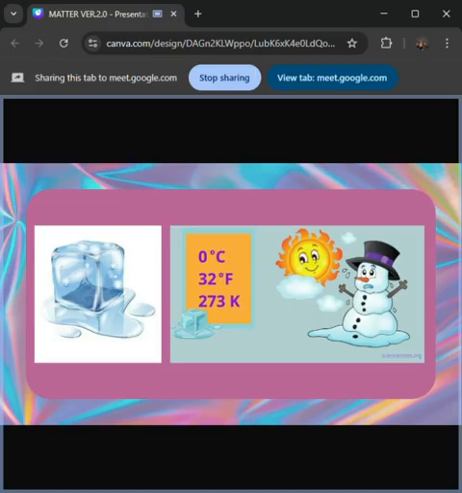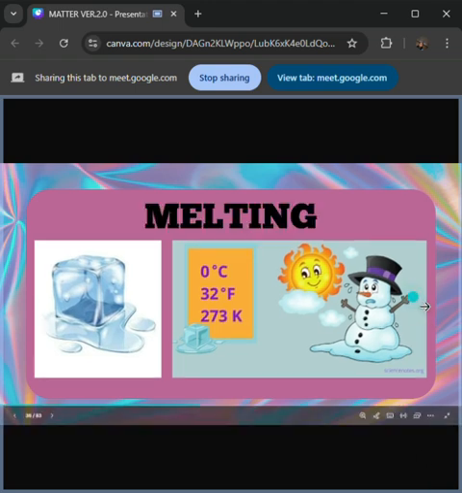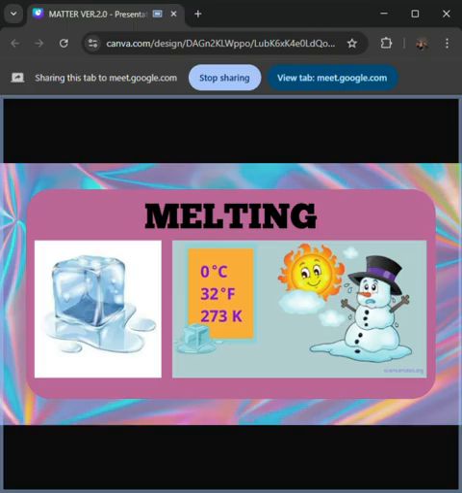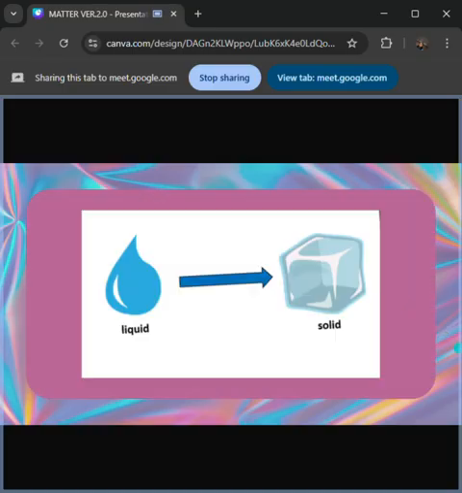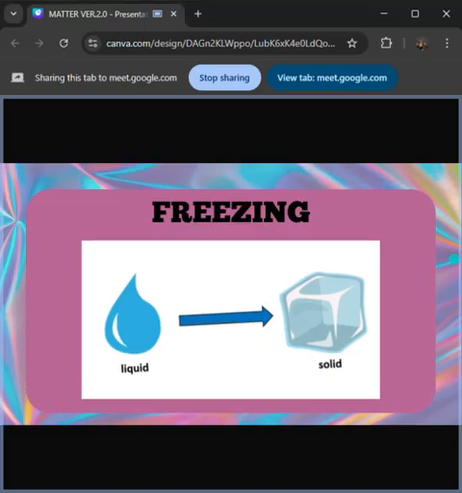Oh, okay. So let us see. Next slide. Okay, so yes, it's melting. Perfect. And I think we're down to the last part, which is our eighth station. Okay, next slide, please. Oh, what is this? Okay, yes, Christine. Okay, freezing. Let's check. Okay, so yes, that's perfect. So it's called freezing. Thank you so much for sharing, everyone.